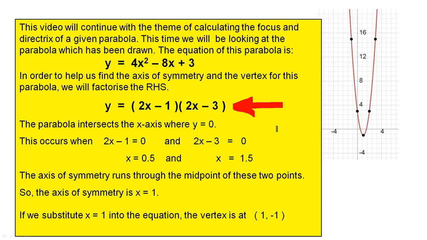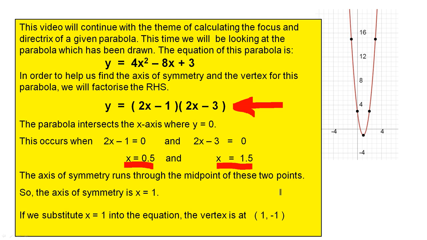The parabola intersects the x-axis where y equals 0. This occurs when 2x minus 1 equals 0 and where 2x minus 3 equals 0. That is, at x equals 0.5 and where x equals 1.5.